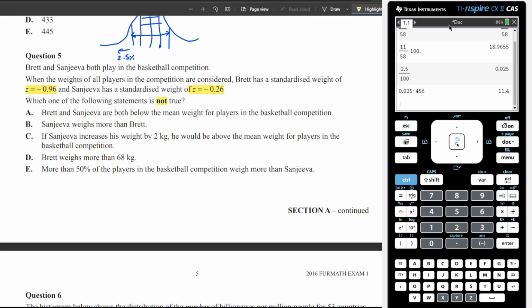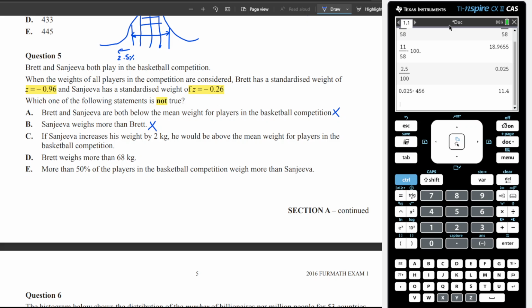If the first statement is true, it's very easy to read it and think, oh, that's true, I'm just going to circle that and move on. You need to make sure you take note of when they say something is not true. So let's go through and try and eliminate ones that are true. Brett and Sanjeeva are both below the mean weight of players in the basketball competition. Well, that is true, because they both have negative z-scores. So we're not interested in that. Sanjeeva weighs more than Brett. Well, Sanjeeva has a lower z-score, meaning Sanjeeva is closer to the mean. And since they're both below the mean, Sanjeeva is weighing more than Brett, so that is also not what we're interested in.